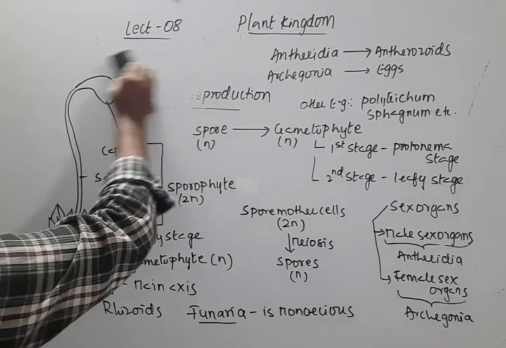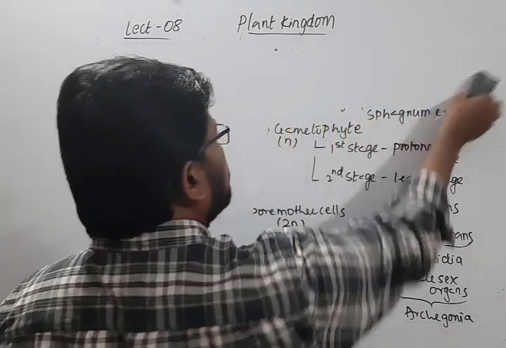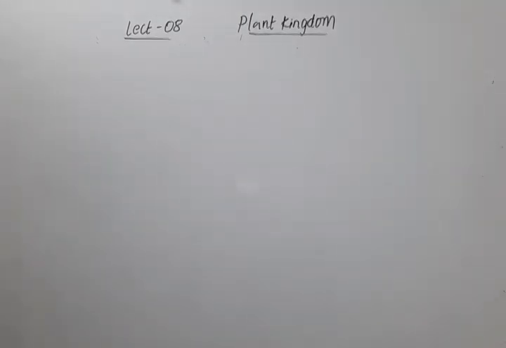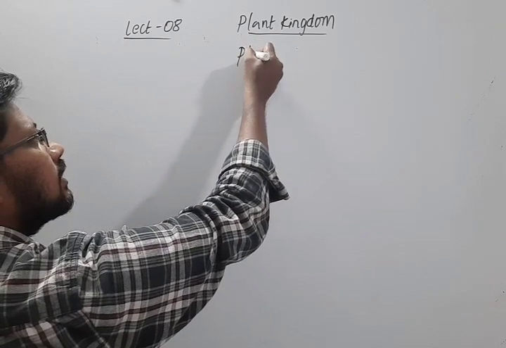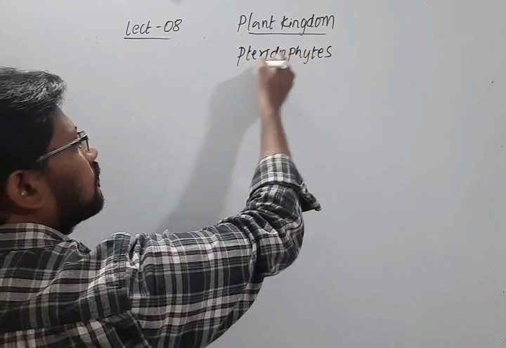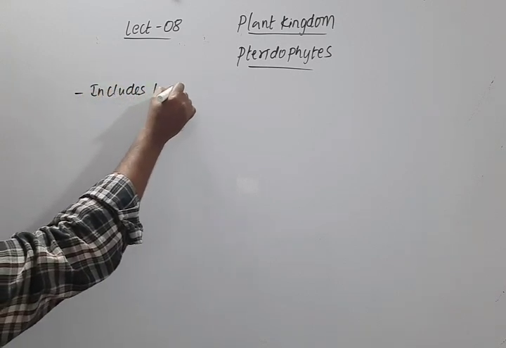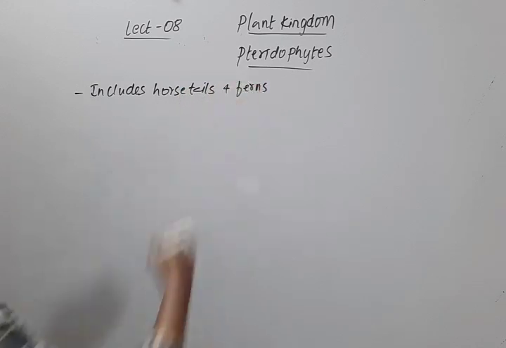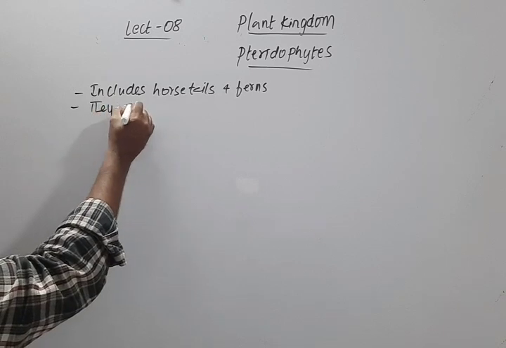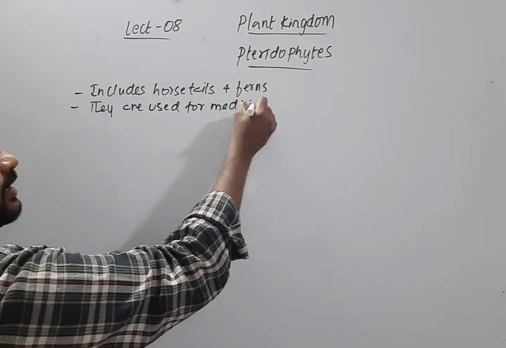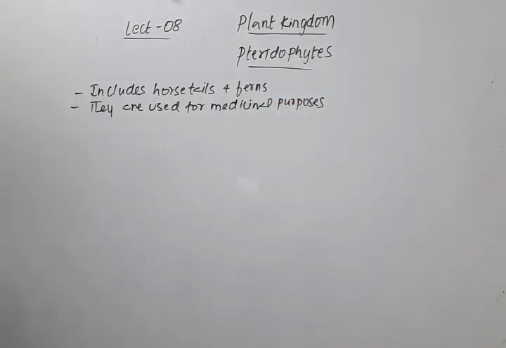Then the next group of plants is the pteridophytes. Let's see some features of pteridophytes. The pteridophytes include horsetails and ferns. Some of these plants have medicinal properties, so they are used for medicinal purposes, and we use those plants in the preparation of medicines.